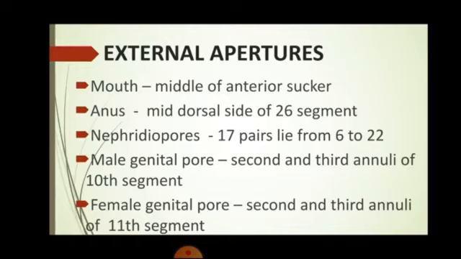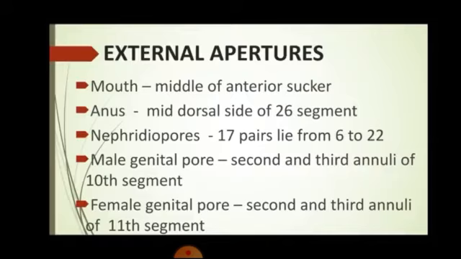Now we'll see the external apertures. What are the external apertures and where are they present? The external apertures include mouth, anus, nephridiopore, male genital pore and female genital pore. The mouth is located in the middle of the anterior sucker. The anus is a small aperture that opens on the mid-dorsal side of the 26th segment.